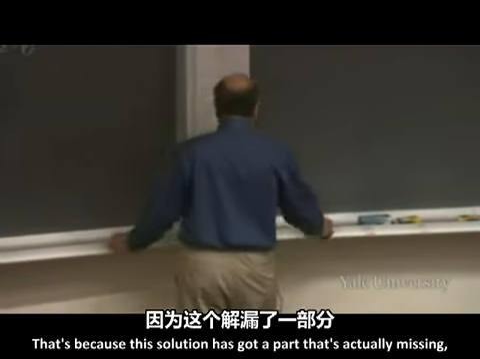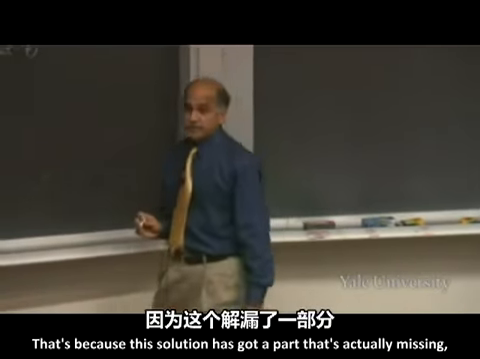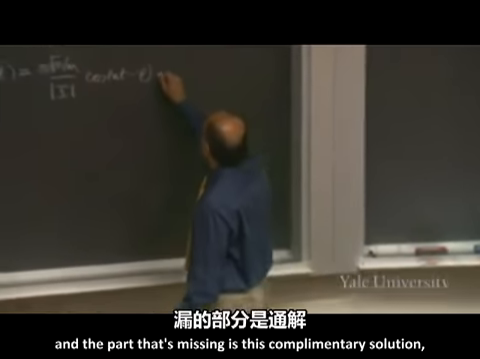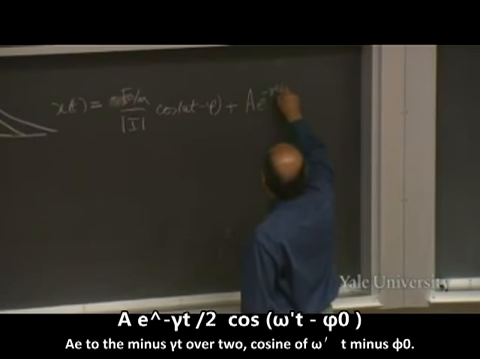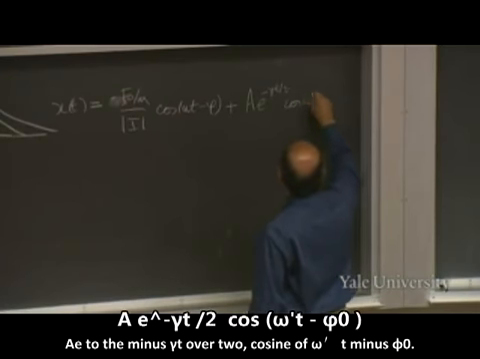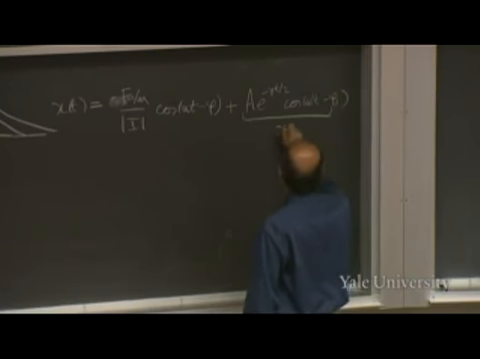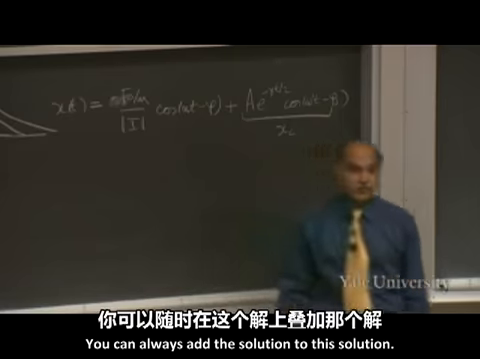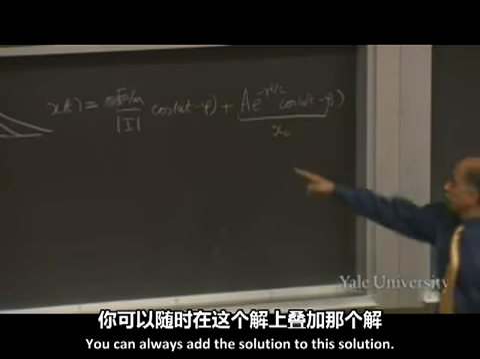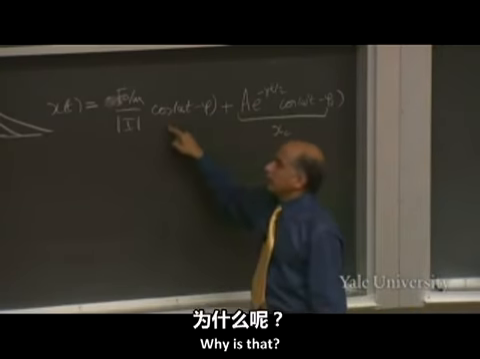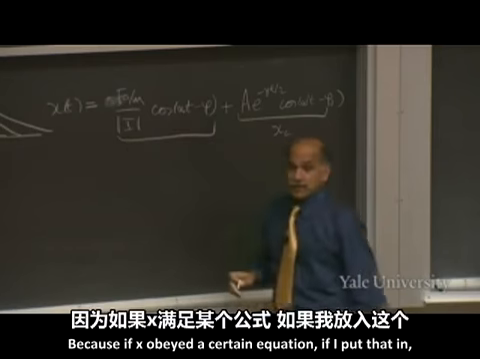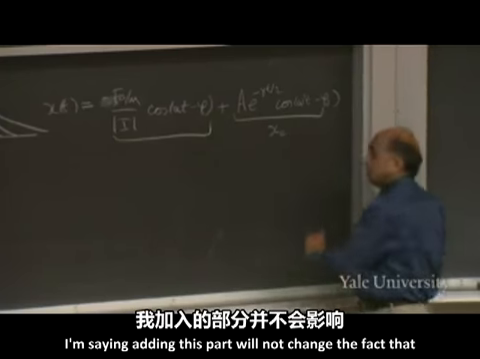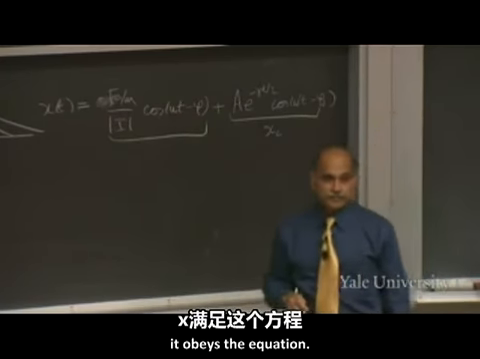That's because this solution has got a part that's actually missing. And the part that's missing is this complementary solution, a e to the minus gamma t over 2 times cosine of omega prime t minus phi naught. You can always add the solution to this solution. Why is that? Because if x obeyed a certain equation, if I put that in, I'm saying adding this part will not change the fact it obeys the equation.